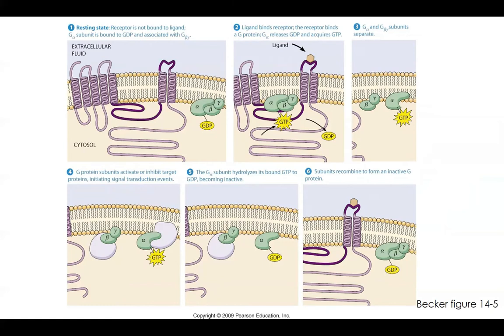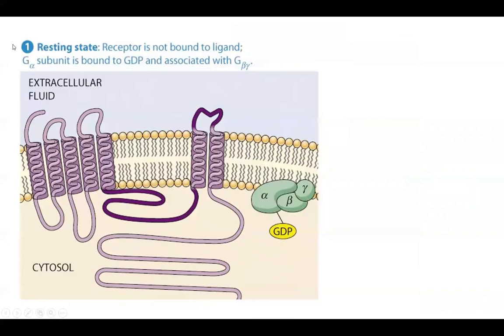We're going to see how the receptor becomes active, thus activating the G protein, and what the G protein is going to do in response to this. So let's start with just panel 1, which will be our sort of resting state.